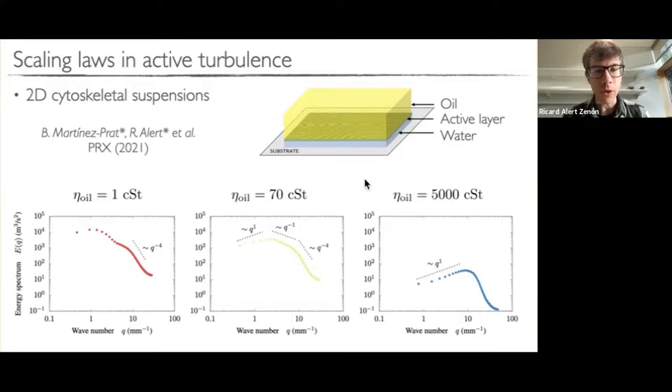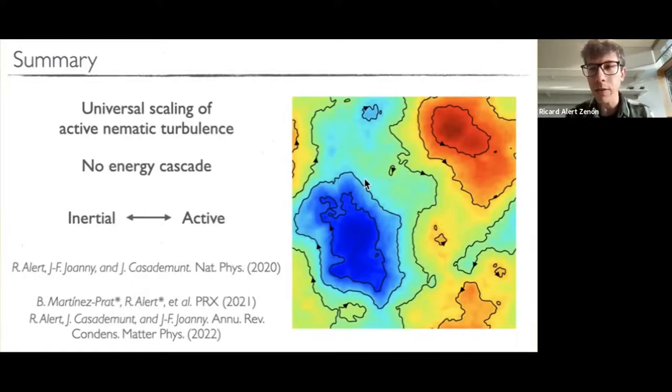And so I just want to summarize this second part by saying that what we have found is that in active turbulence, we can have a chaotic state without an energy cascade. So that's a fundamental difference between active and classical turbulence. And yet, even if there's no energy cascade, the flows in active turbulence are still characterized by universal scaling laws with their own universal exponents. And so this is at least the similarity between active and inertial turbulence. And so this, I think, clarifies this difference. And that's all I wanted to say about this second part.